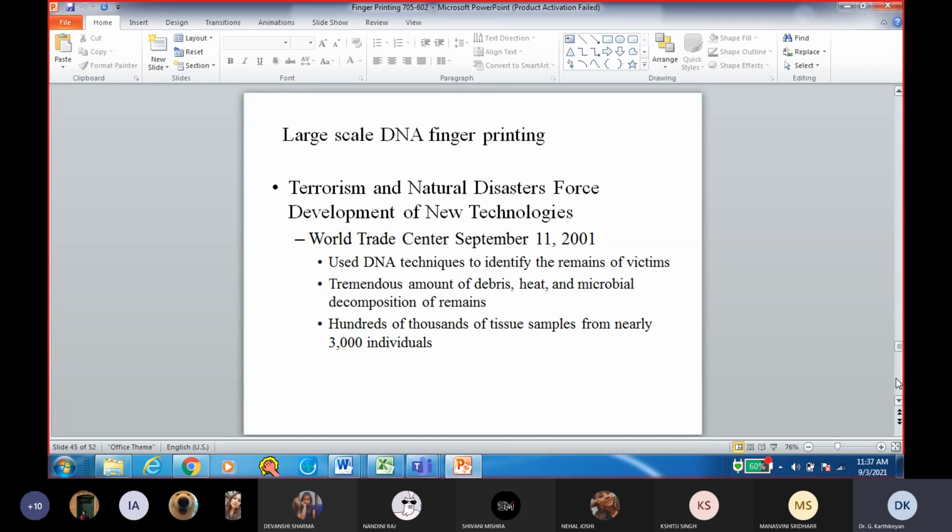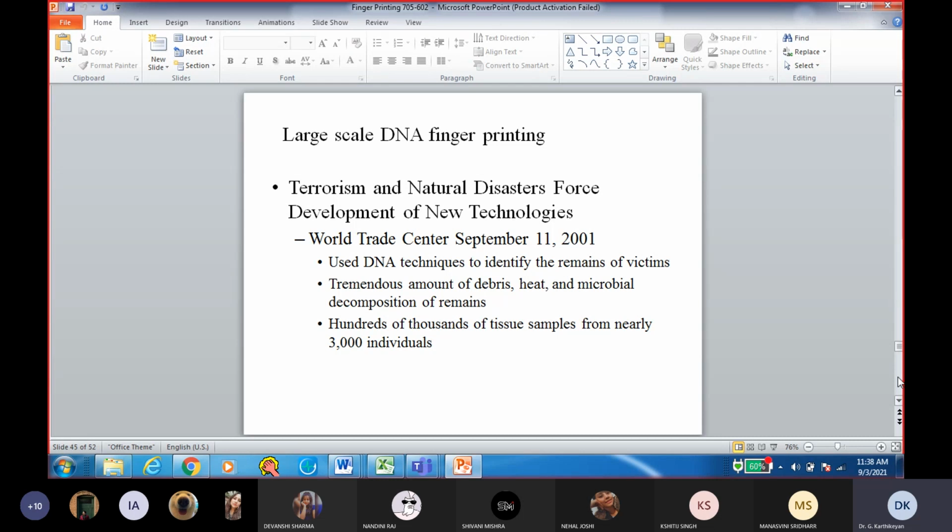It could be parts of the hand, or any part of the body. Whatever they found, they did DNA fingerprinting, and that was used to identify the remains of the victims. There was a lot of debris and heat, and many highly decomposed bodies were found. But nevertheless, whatever little DNA they could salvage, they used. Hundreds and thousands of tissue samples were retrieved from nearly 3,000 individuals.